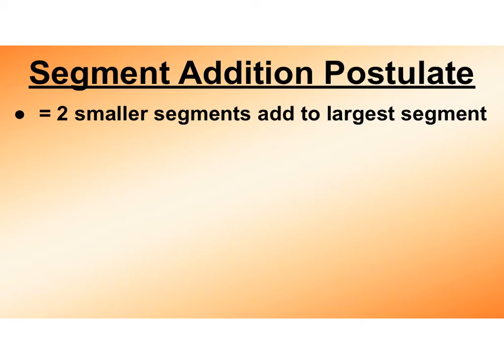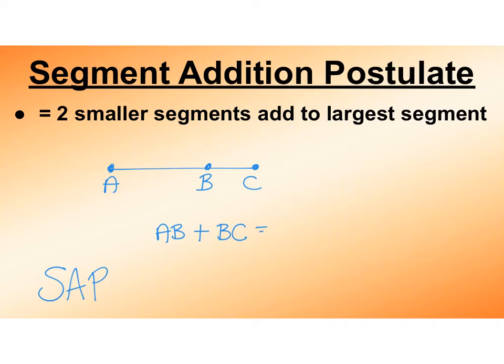So the first one we want to do is segment addition postulate, and we know that we can abbreviate this SAP because we're going to use it a lot. It says 2 smaller segments add to the largest segment. The picture that would go with this looks like this. If we have segment AC with a point B somewhere in there, then I am allowed to say AB plus BC equals the entire segment AC. Doesn't equal a number. We'll fill letters and variables and numbers in later, but that's what the segment addition postulate says, is the 2 little pieces equal the big piece.